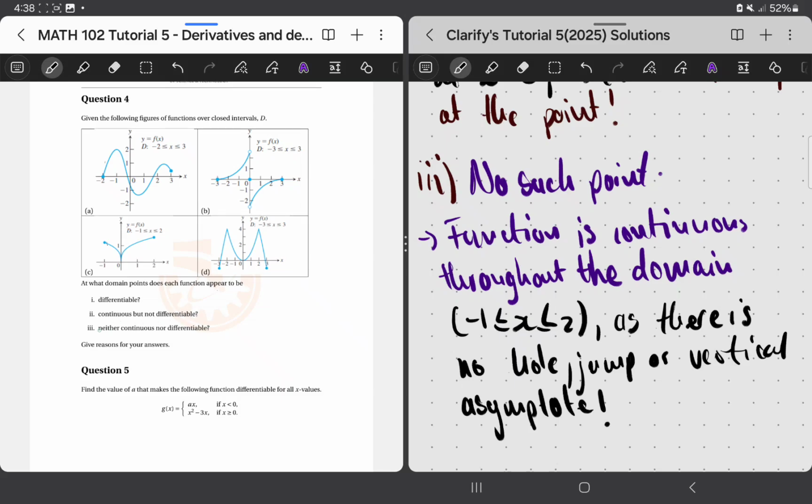In other words, if they say neither continuous nor differentiable, it means it is not continuous and it is not differentiable. There is no such point because the function is continuous everywhere. Both conditions should hold: it should be not continuous and not differentiable. But we've just proved that it is continuous everywhere, so you will never find a point where it is not continuous and not differentiable.